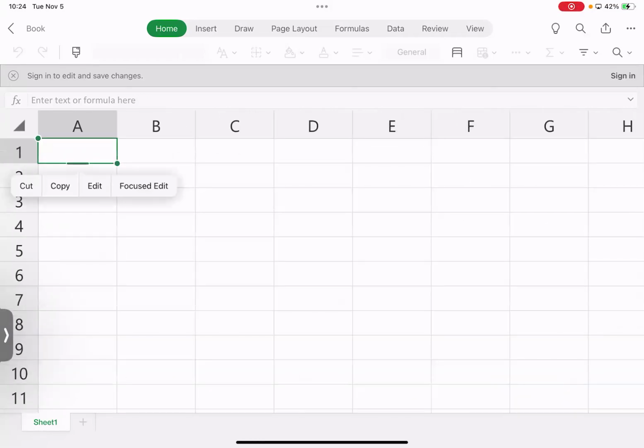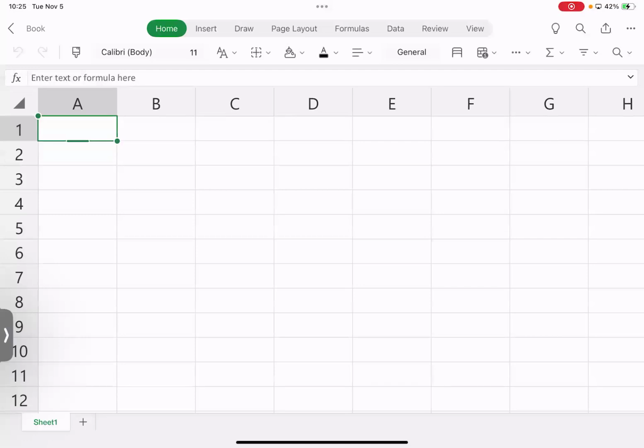Let's see here. How can I type in here? Come on. Sign in to edit and save changes. No, I don't want to do that. Why am I not signed in? All I had to do was click sign in.